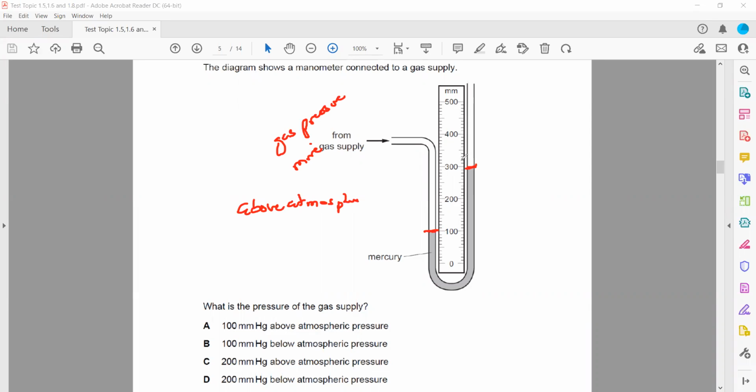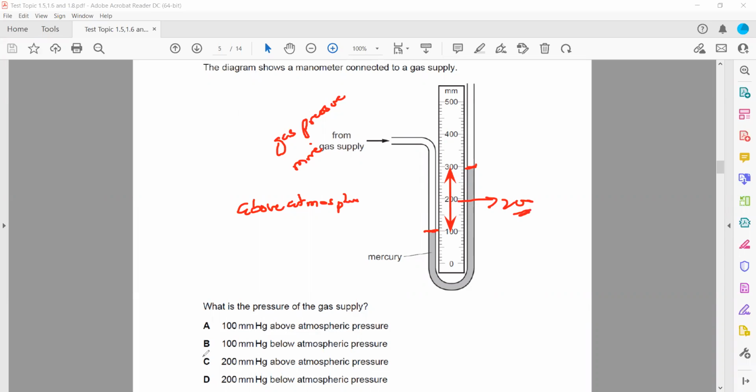And how much the gas pressure is above atmosphere is the difference in the level. So this is 300 and this is 100. So the difference in the level is 200. As the difference in the level is 200, it means the gas pressure is 200 millimeter, because this scale is given in millimeter. So it is 200 millimeter above the atmospheric pressure, because the term above means higher and below means lower.